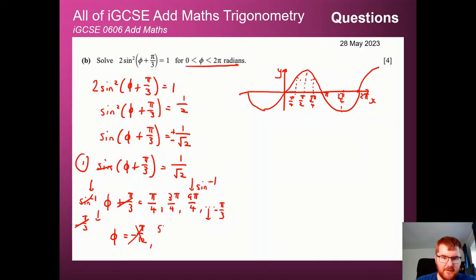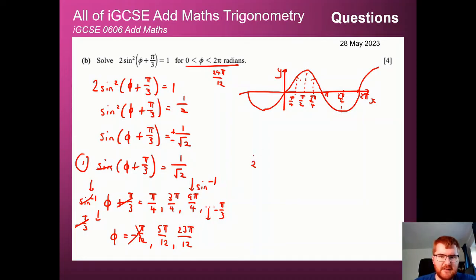So we get 5 pi over 12. That does lie between the domain that we have. And then 9 pi over 12. I suspect that will lie within the domain. It's just a shift basically. So we get 23 pi over 12. That just sneaks in to our domain because 2 pi radians is the same as 24 pi over 12. So I think those are the only two solutions from the positive.